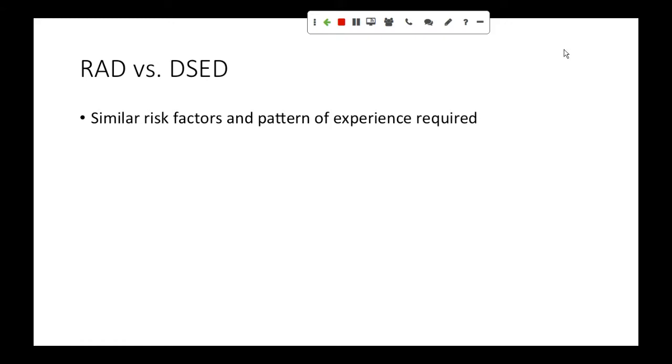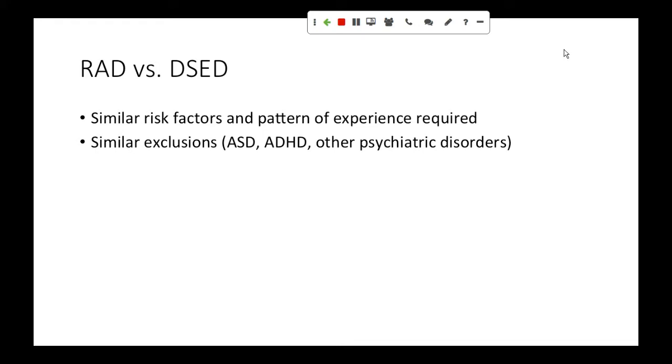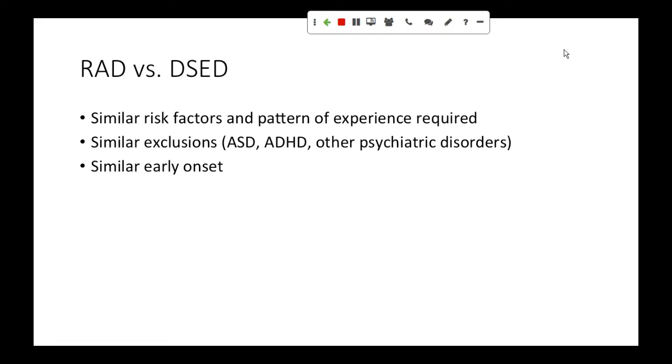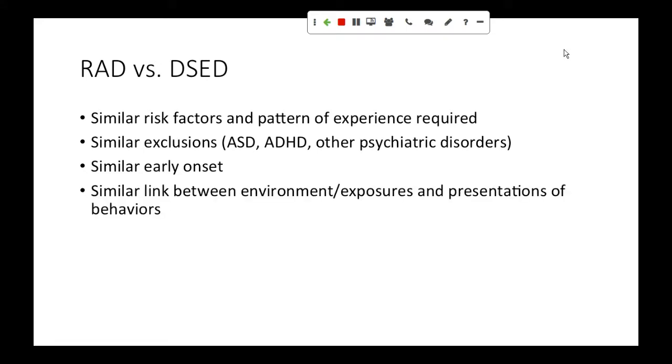So similar risk factors and patterns of prior experience are required in these two versions of attachment issues. They have similar exclusions. You know, you can't be autistic as the cause, you don't have ADHD as the cause, and there isn't some other psychiatric disorder that leads to these problematic issues. Similar early onset, really in the first few years. Similar link between the environment and the exposures and the timing of the behaviors in response to that.